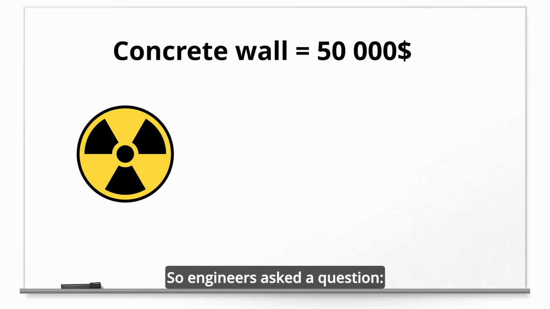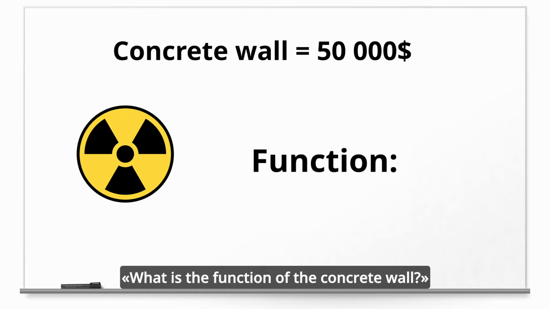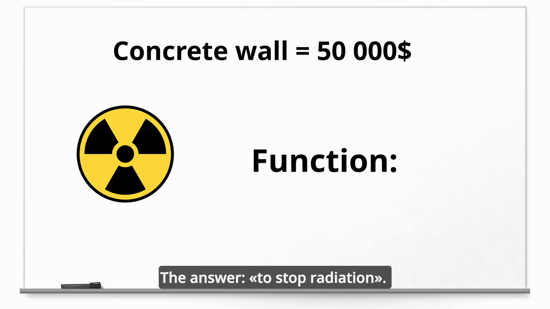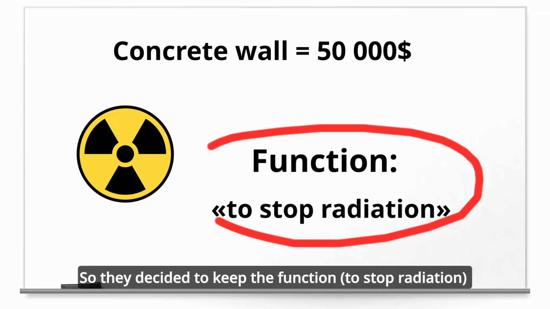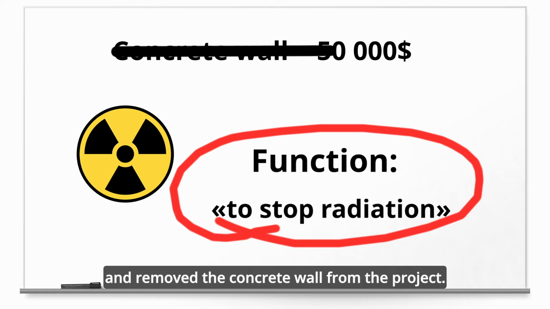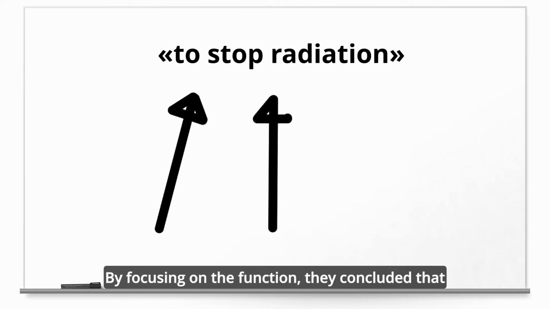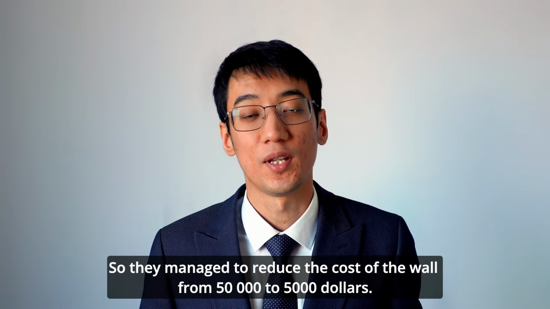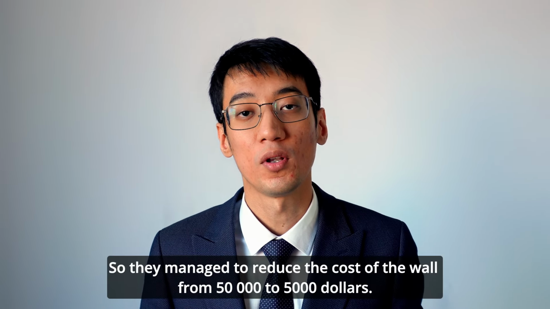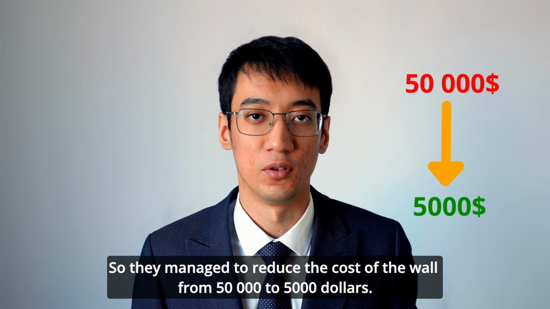So engineers asked the question, what is the function of the concrete wall? The answer is to stop radiation. So they decided to keep the function to stop radiation and removed the concrete wall from the project. By focusing on the function, they concluded that there are less expensive materials that can perform the function as well as concrete, but will be much cheaper. So they managed to reduce the cost of the wall from $50,000 to $5,000.